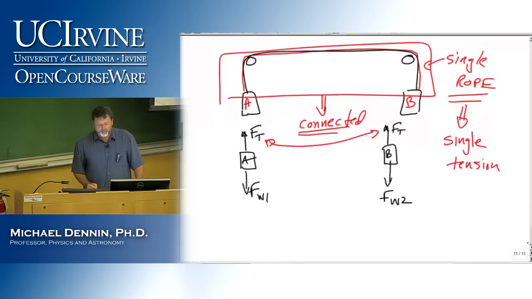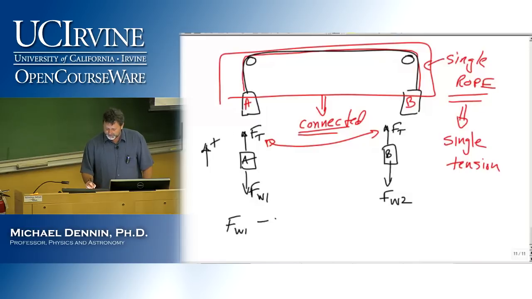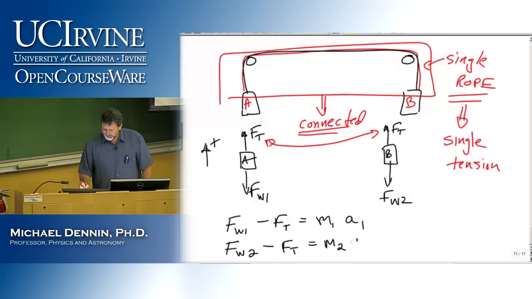And so in principle, I have two separate equations now. I take up to be positive. I have F of weight 1 minus F tension equals mass 1 times A1. And F of weight 2 minus F tension equals mass 2 times A2. And now we have, this is rule number 1 of the ropes.